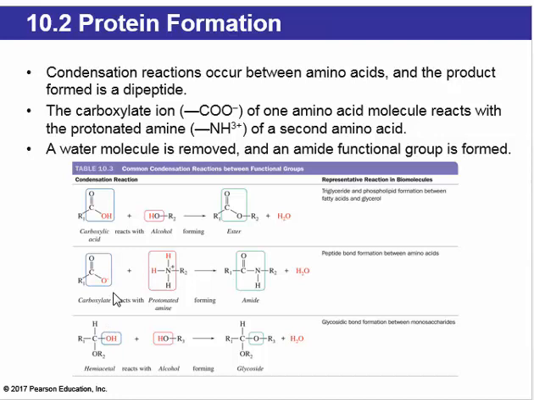When an amino acid reacts with another amino acid, it is always the carboxylate end of one amino acid reacting with the protonated amine end of a different amino acid. Two hydrogens from the protonated amine form bonds with an oxygen from the carboxylate to form a water molecule and a dipeptide. And the dipeptide is connected through what's known as an amide bond, an amide functional group, and it's also known as a peptide bond.